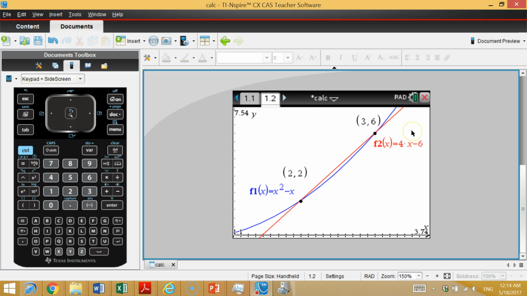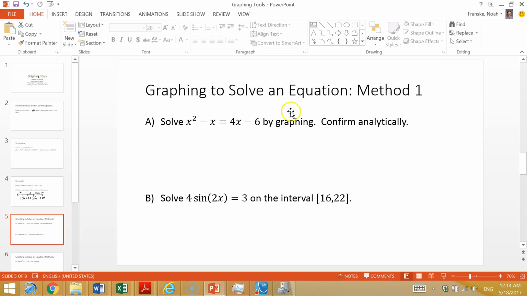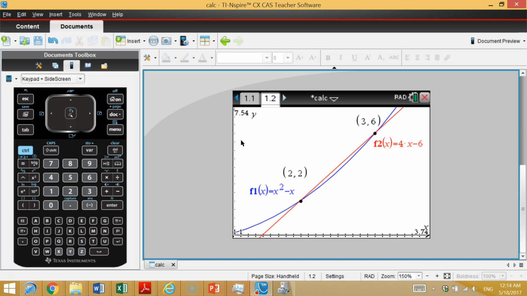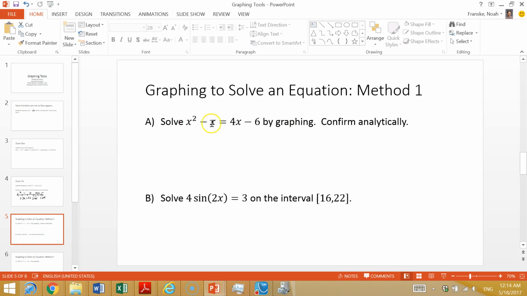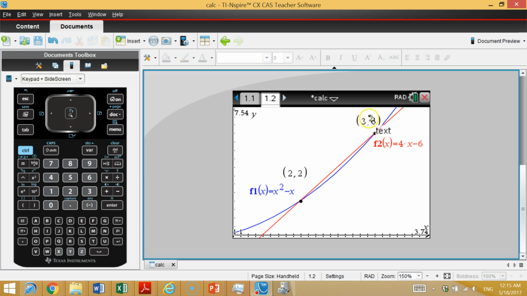So now, some people ask, well, do we want the x or the y? Well, there's a couple hints. One is that the equation has x in it, so x is probably the coordinate that I want. And also the y coordinate, basically what that is, so like this 3, 6, when I plug 3 in, on the left side I get 9 minus 3, which is 6. On the right side I get 12 minus 6, which is also 6. So that's the value of both sides, but I'm asked to solve for x. So in this case, I definitely want that x coordinate, which is 2 and 3.